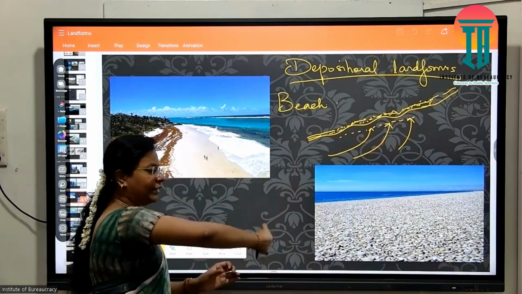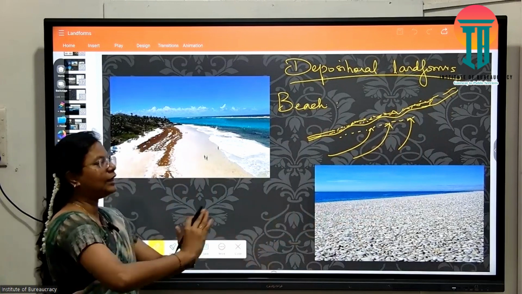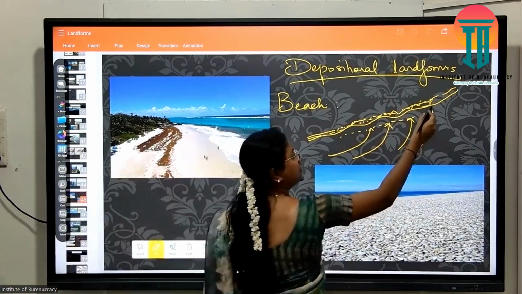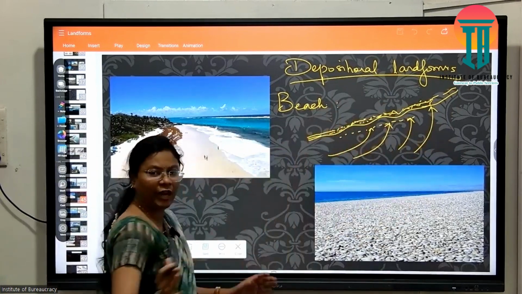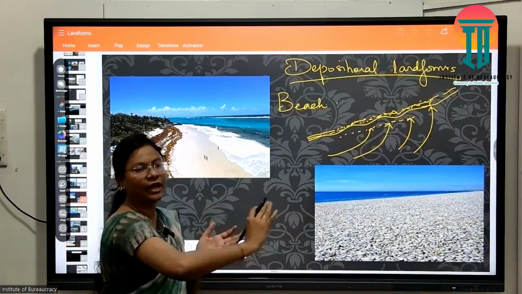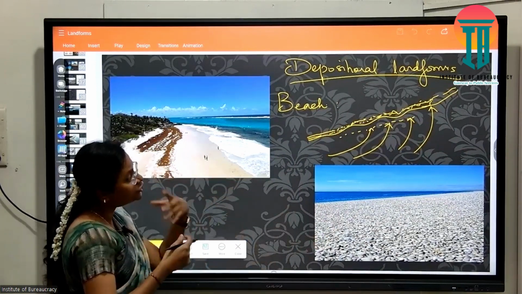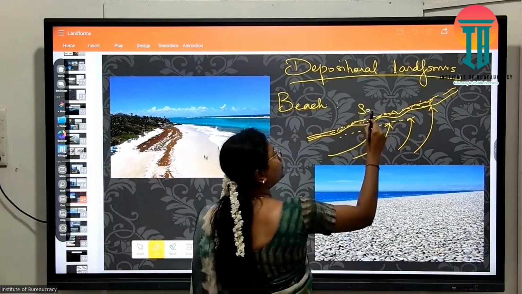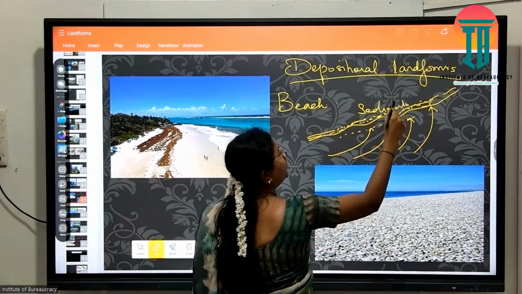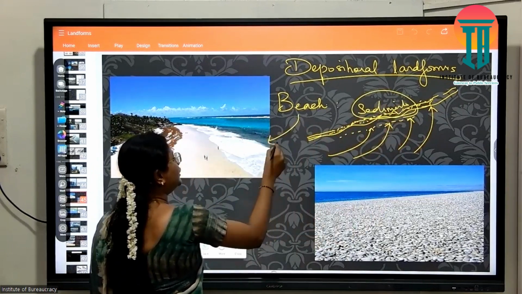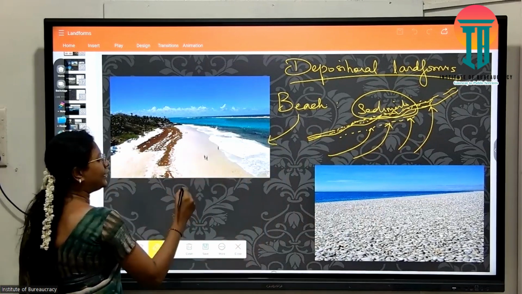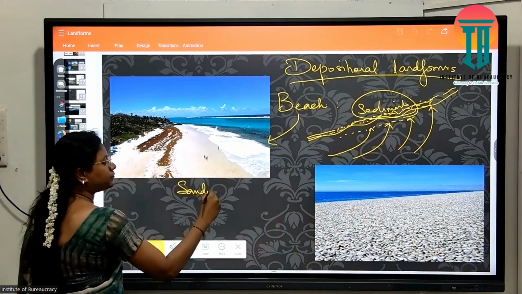Along the entire margins of the coast, parallel marine deposits occur. How do these deposits happen? Due to the wave action. Waves bring in the sediments and they will arrange them. And based on the nature of the sediments, beaches are further divided into many types, and the most common type here is sandy beaches.